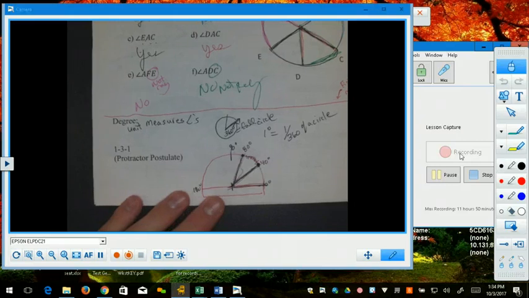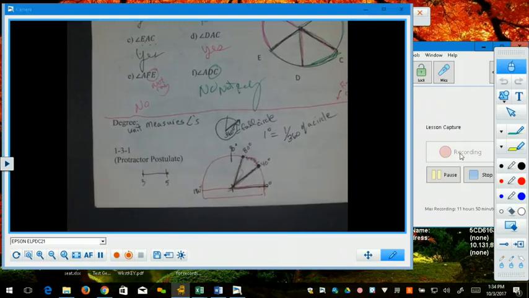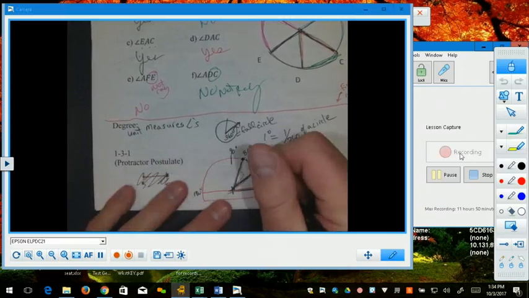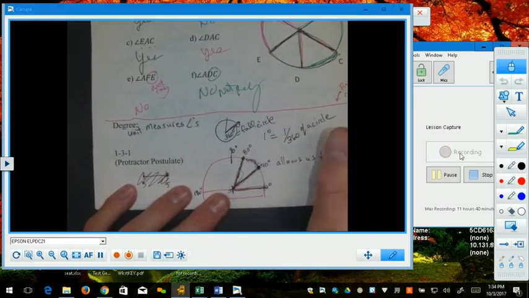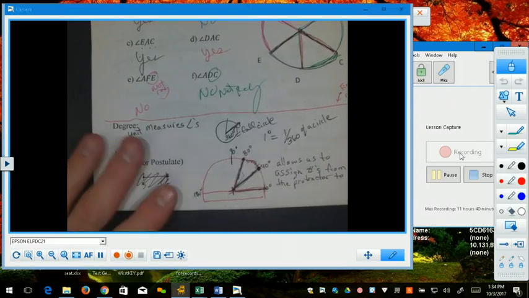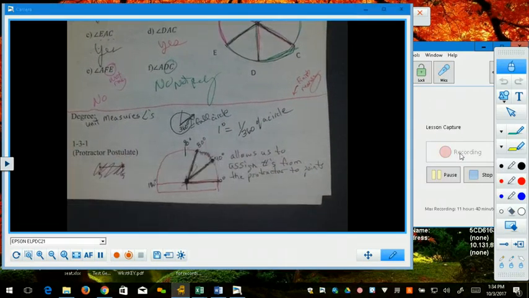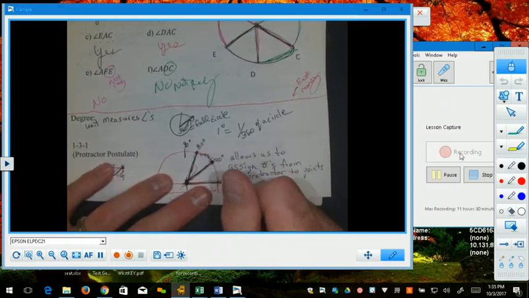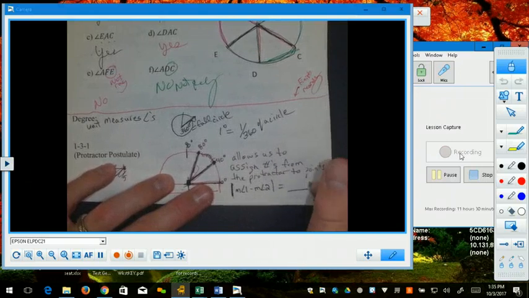So like the ruler postulate, which said if you had 2 points and you assigned numbers that were lined up on a ruler, that you could subtract them and take the absolute value to get their distance, you can do the same thing with the angles. This postulate allows us to assign numbers from the protractor to points. Now that's assuming, though, that the vertex of our angle is sitting right there on the crosshairs of the protractor. And then we can simply subtract them: the measure of angle 1 minus the measure of angle 2, take the absolute value, and that will equal your measure in degrees.